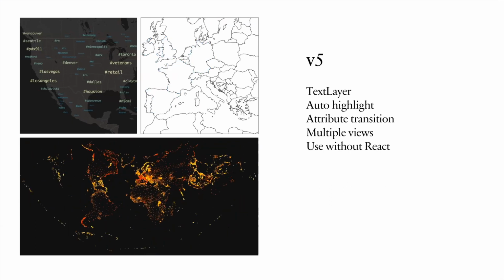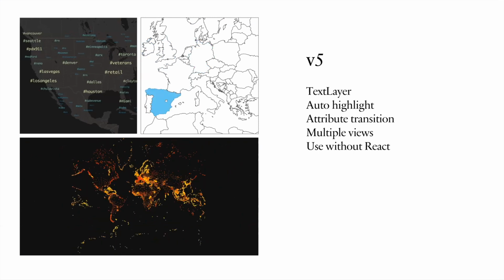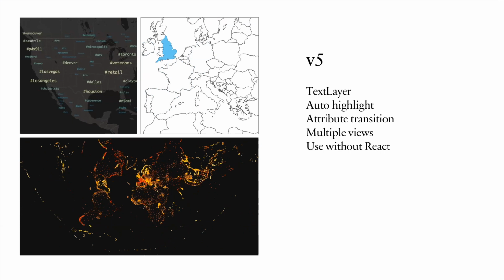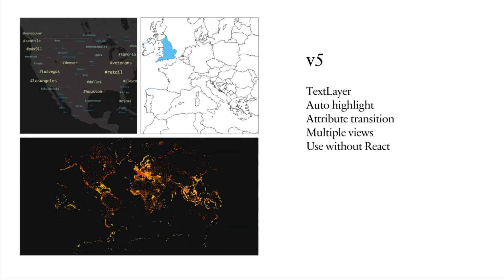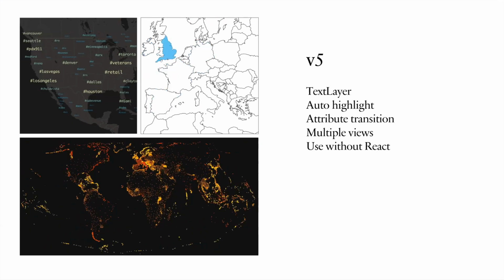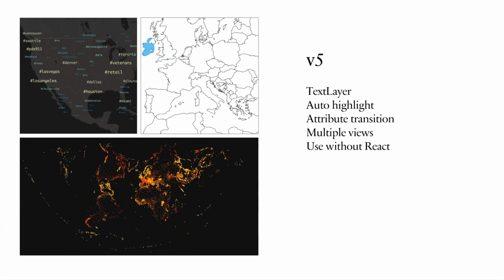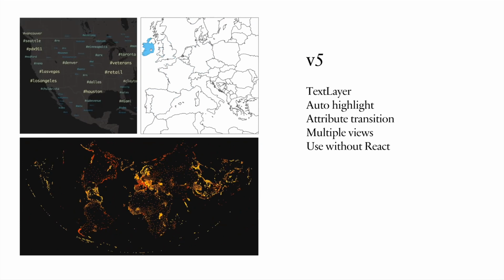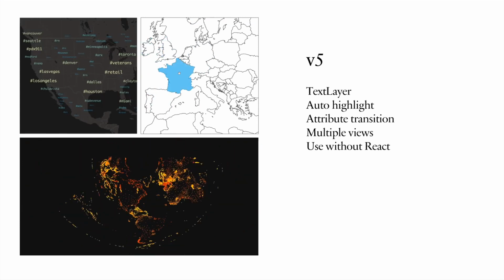This is all done on the GPU. Attribute transition, where we can smoothly go from one location or color or size to another. This is based on WebGL 2. And as of this year, all major platforms and browsers are supporting this.